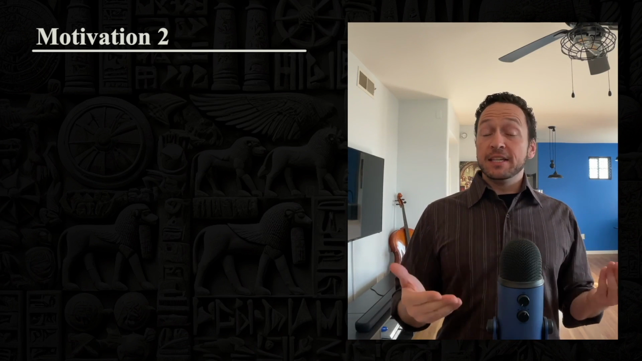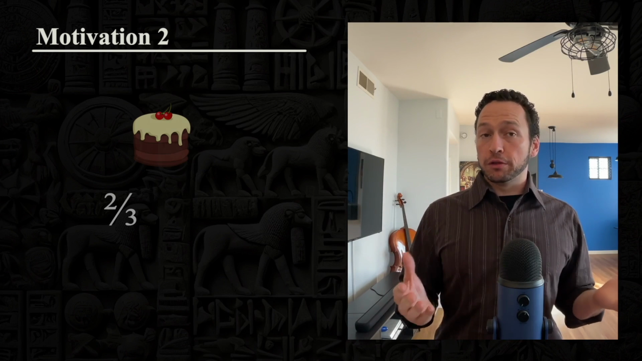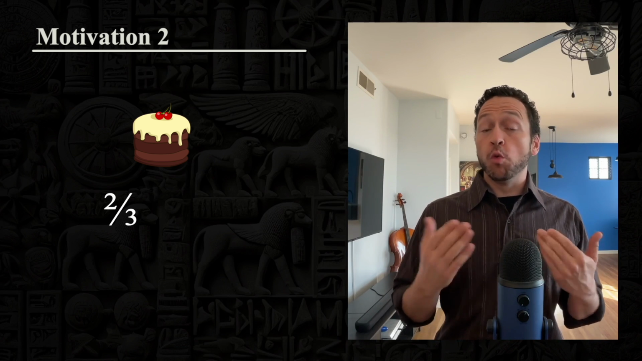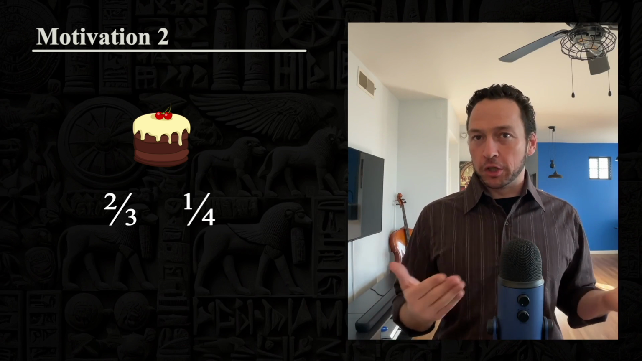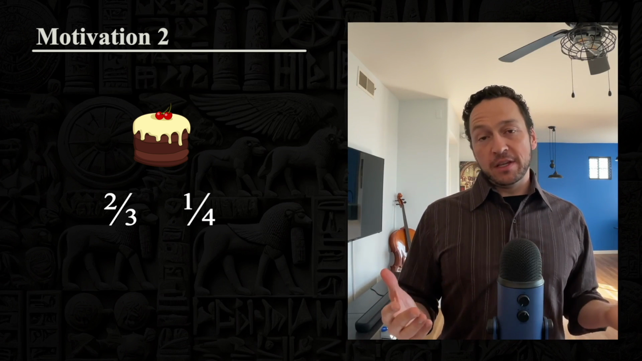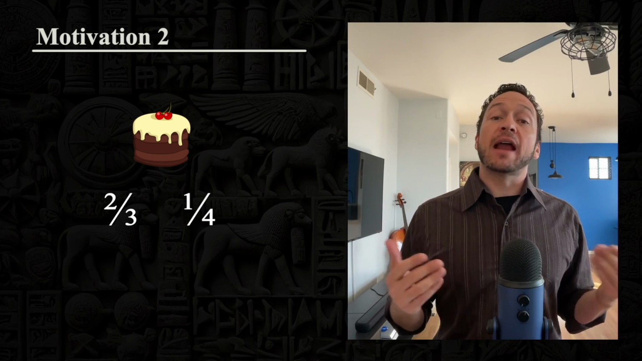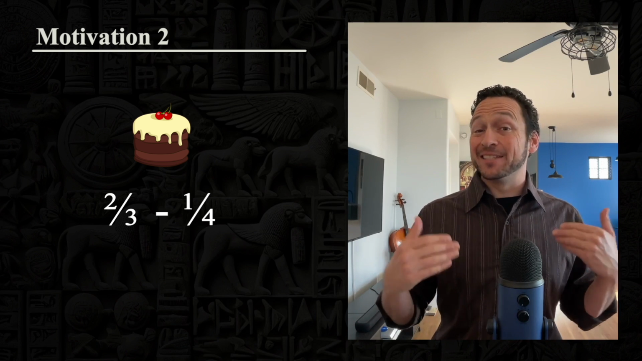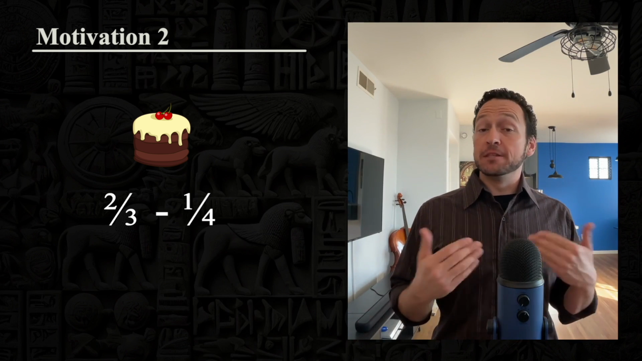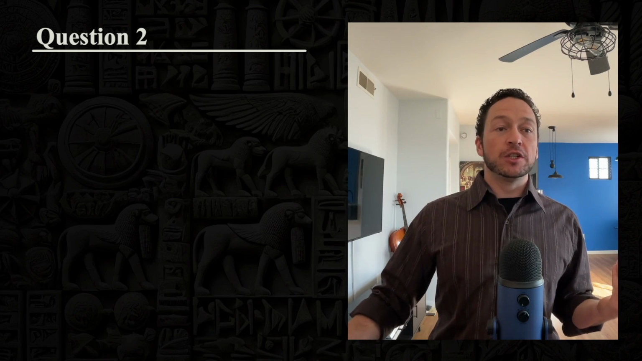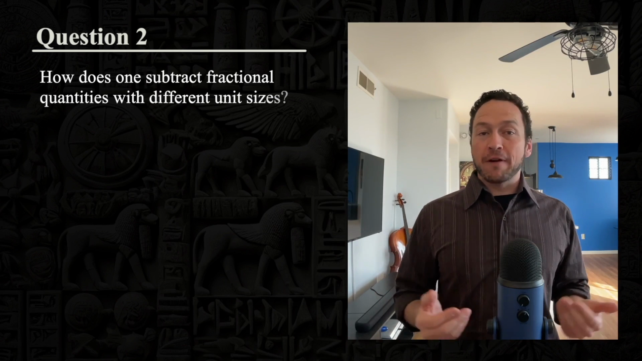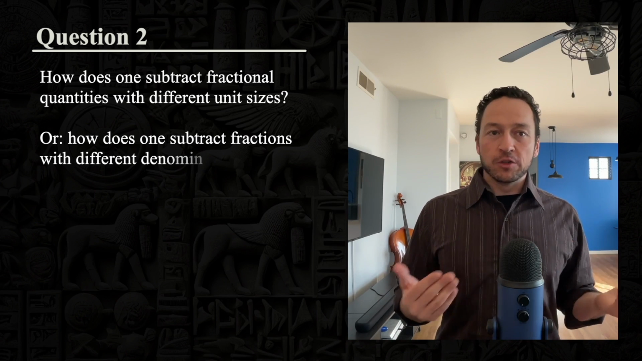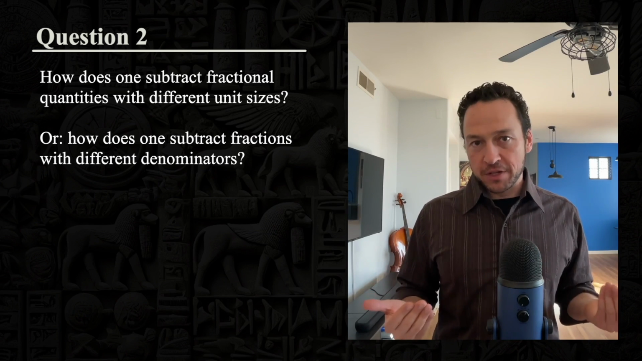Motivation 2. In a different case, Bar has 2/3 of a sweet cake left, and someone comes into the shop wanting 1/4 of that partial sweet cake. Bar then immediately realizes that in order to figure out how much of a sweet cake he has left, he's going to have to figure out how to subtract fractions. So that leads Bar to the following question, question 2. How does one subtract fractional quantities with different unit sizes? Or how does one subtract fractions with different denominators?